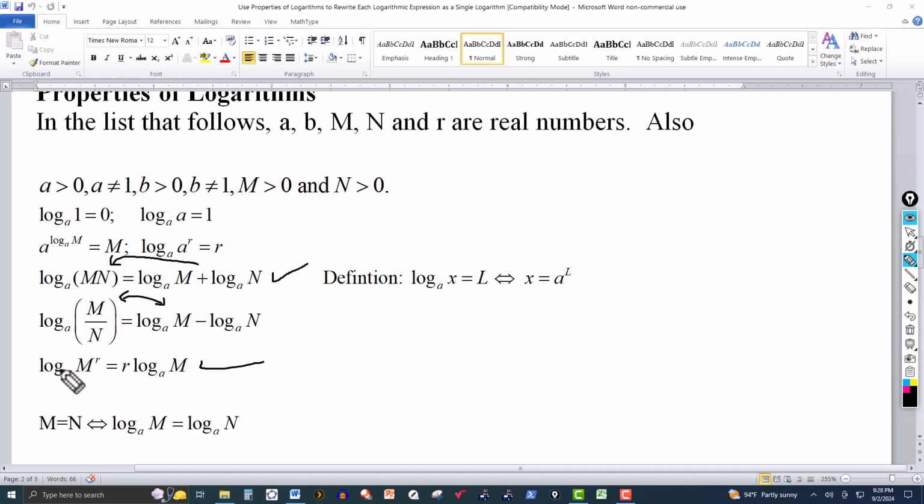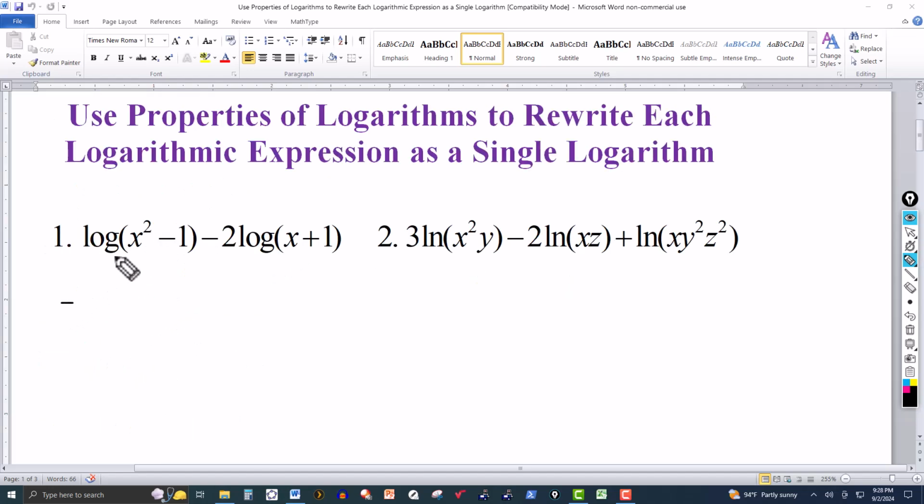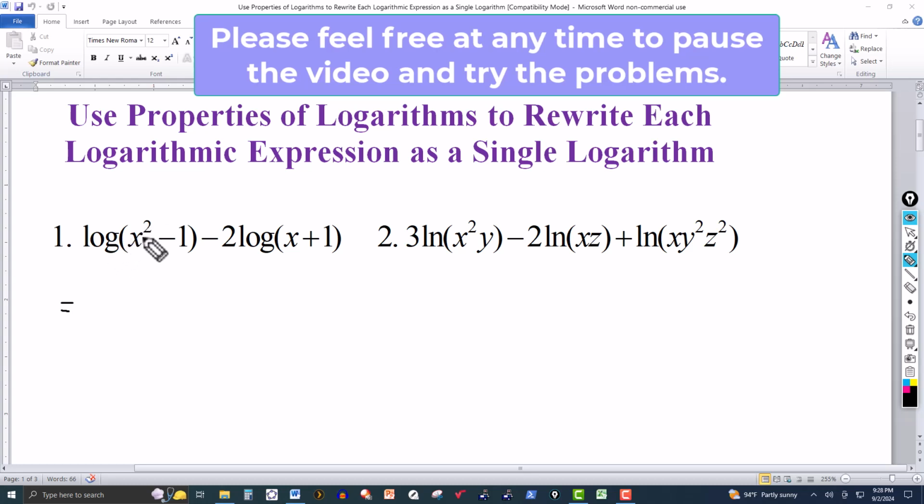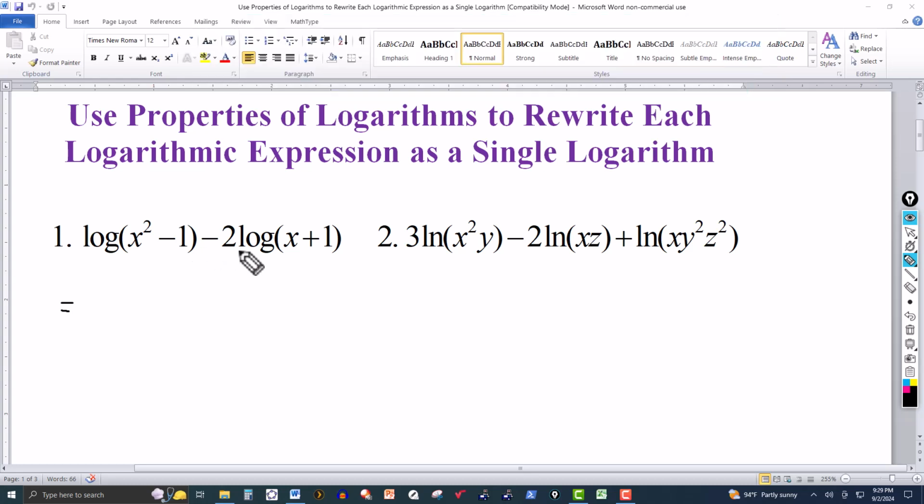If you have a log of some number to a power, this power can become a coefficient. Could be the other way. You could have it in this form here, and then the coefficient becomes an exponent. So for the first one, we have log of x squared minus 1 minus 2 log of x plus 1. The base is not indicated because remember, if it's log with no base, it's understood to be base 10. If it's ln with no base, that's understood to be base e.